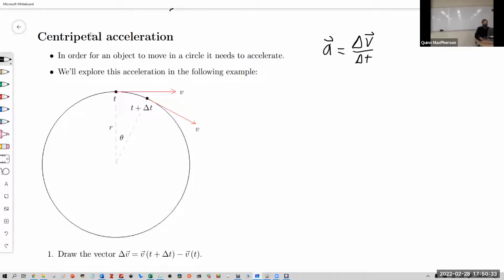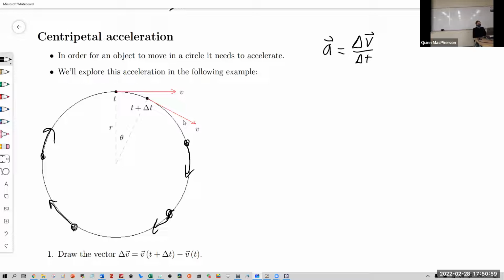And what we're going to do is we're going to have an object going around a circle. Imagine this little dot, and it's going to go around a circle. It's cruising around a circle. And this dot could be anything, right? It could be a car driving around a corner. It could be a satellite orbiting the Earth.